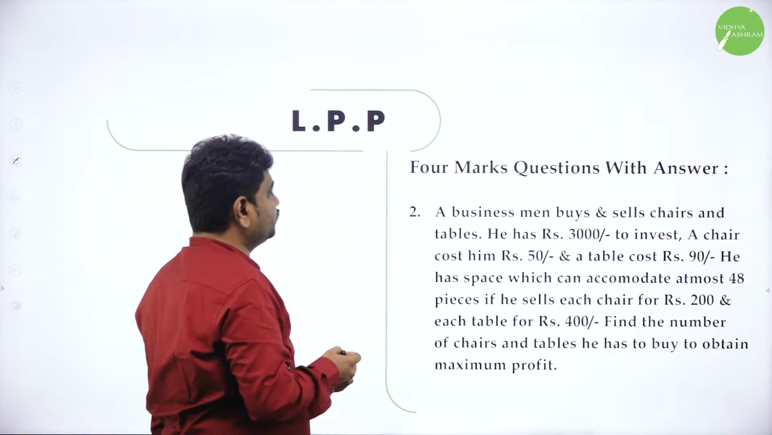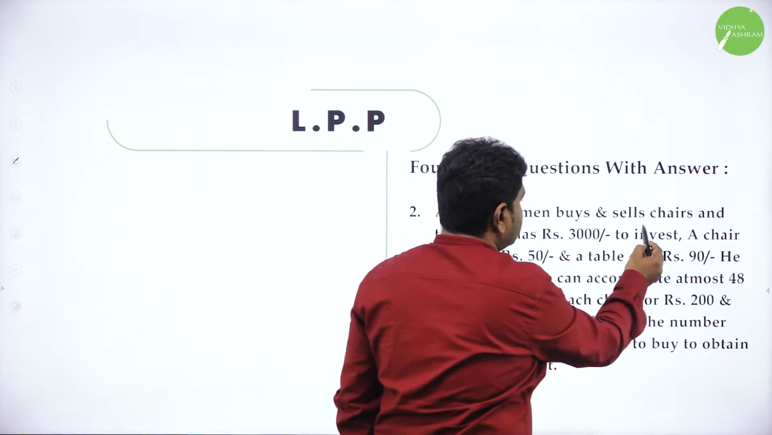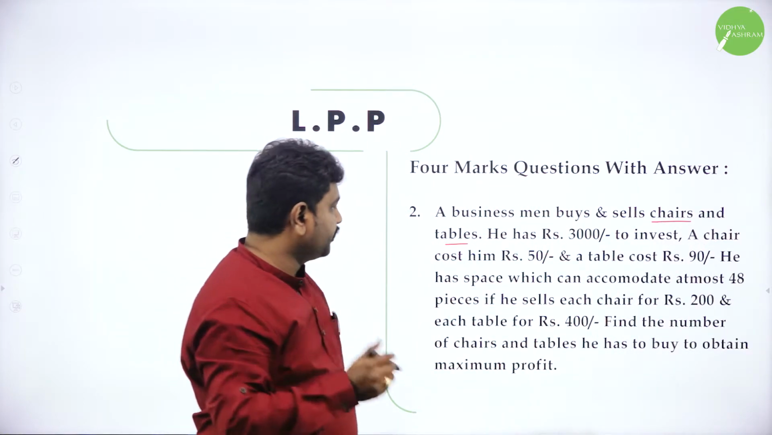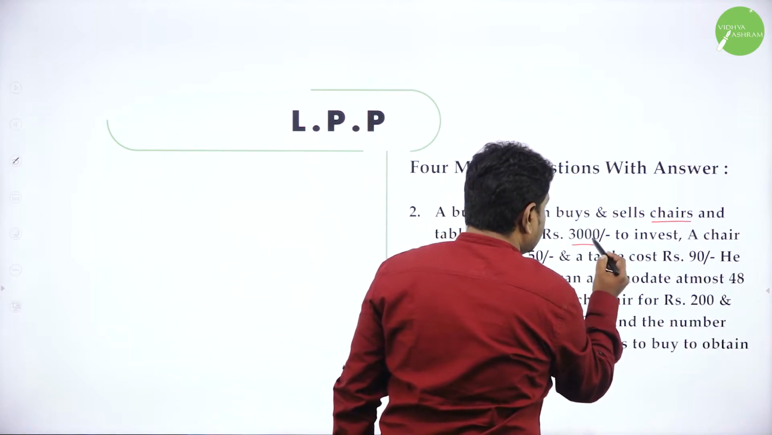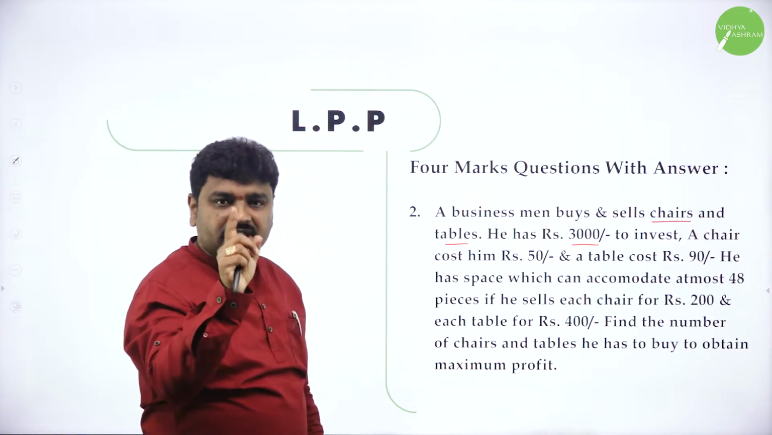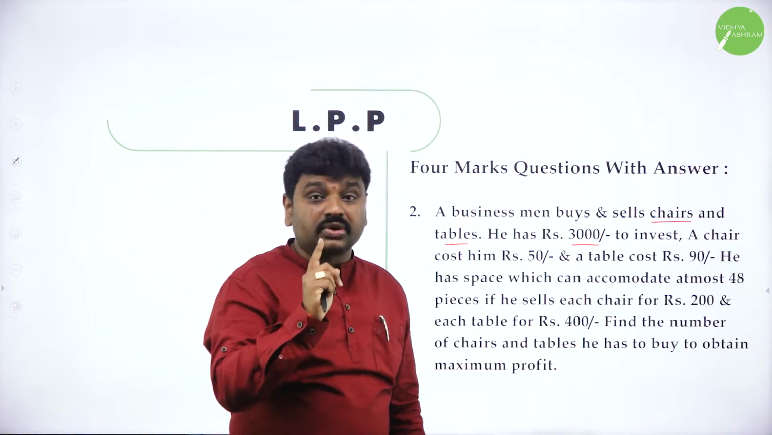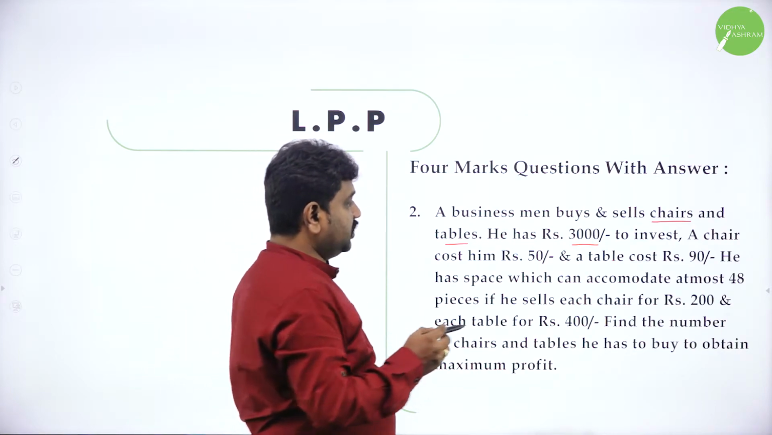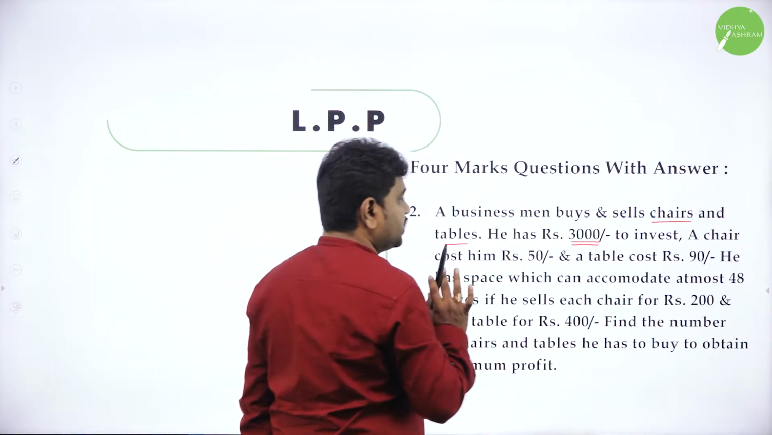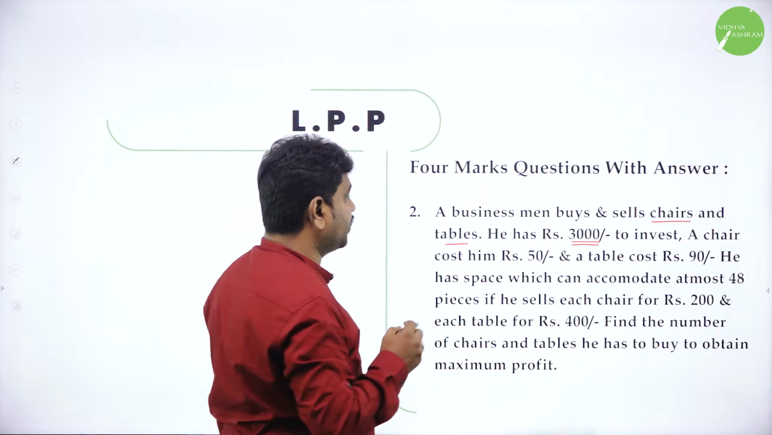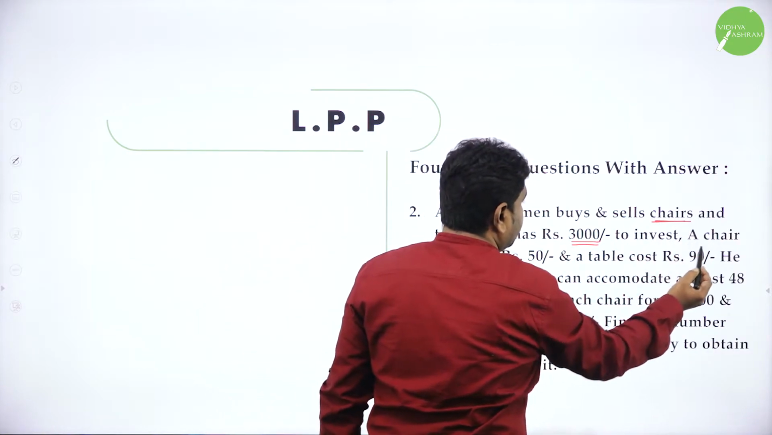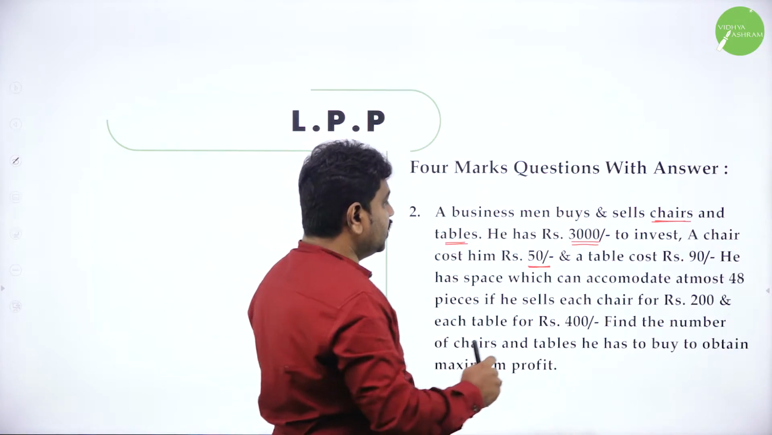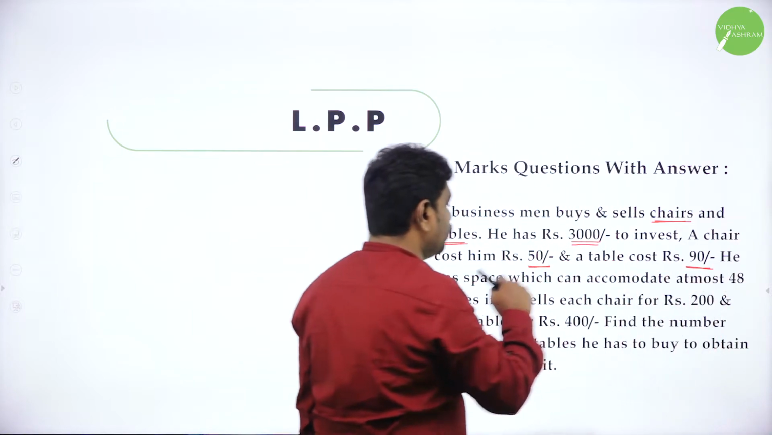Now we'll go to the next question. A businessman buys and sells chairs and tables. He has 2 items, chairs and tables. He has rupees 3,000 to invest. So the total amount with him is 3,000 rupees. Dear students, reading the question and understanding it carefully is important. 80% is reading, then formulating is 20%. Total investment, total money he has is 3,000, that's it. And he wants to buy 2 types of furniture, chairs and tables. A chair costs him rupees 50. 1 chair is 50 rupees. A table costs him 90 rupees. 1 table cost is 90 rupees.